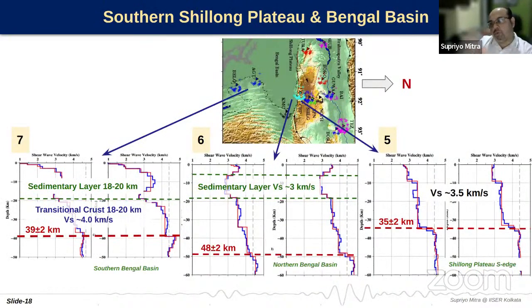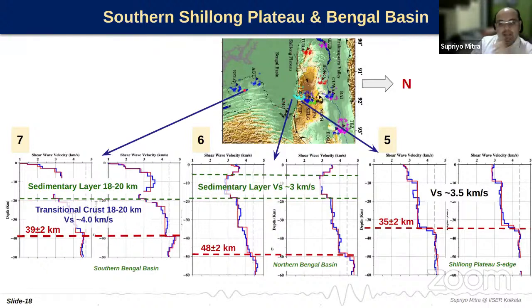Here what I've done is I've rotated the map in a clockwise manner. So north is pointing in that direction. Here is the edge of the Shillong Plateau, and I'm showing you three different sets of models. One from the southern edge of the Shillong Plateau, one at the northern edge of the Bengal Basin, and one within the Bengal Basin further to the south.